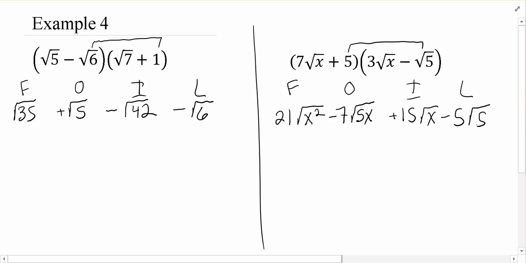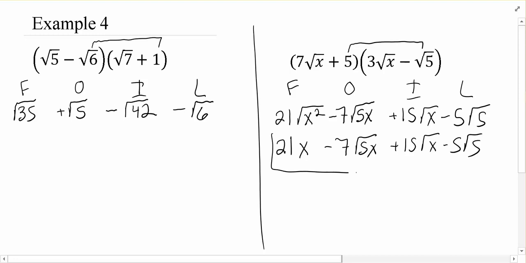Now there is one little bit of simplification we can do here, because the square root of x squared is x. Other than that, none of the rest of this simplifies, and we're just going to have all the rest of these terms. And that would be our final answer.